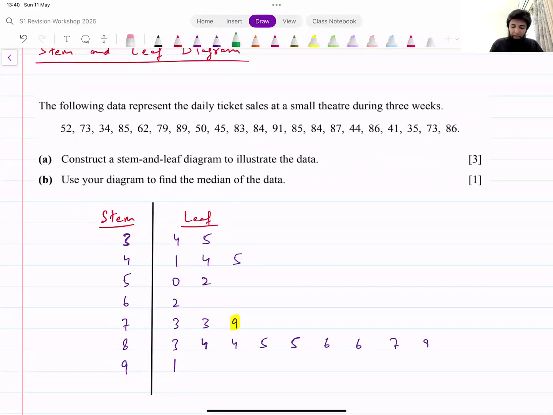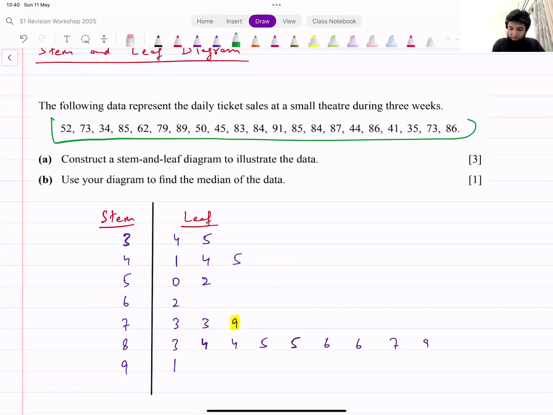Now, how do you represent it? It's going to be sorted like this. You'll have numbers written in sorted order in the stem, in ascending order, and in the leaf, you'll have the remaining digits. Now, how would that work for this data?